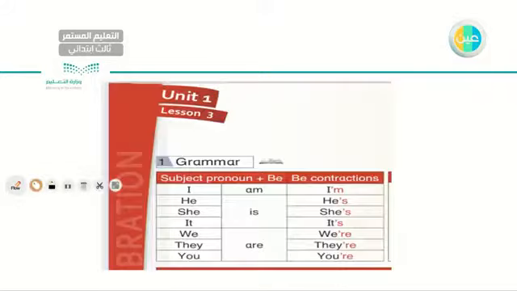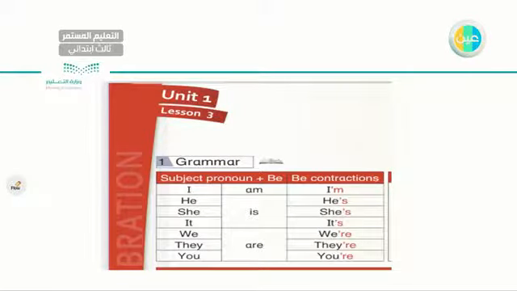So, I hope you have your books ready at page 16, my dear students. I will have it zoomed and enlarged in a minute, but have your books ready at page 16 and try to take notes if necessary. Let's start. So, this is number 1, the grammar. Subject pronoun plus be constructions. Let's read together. I am. He is. She is. It is. Very good.